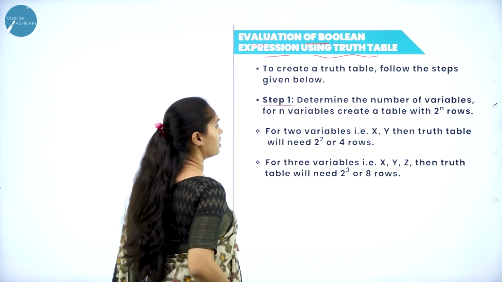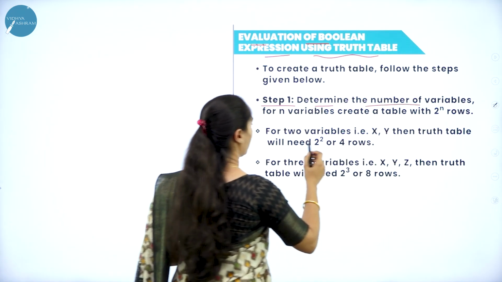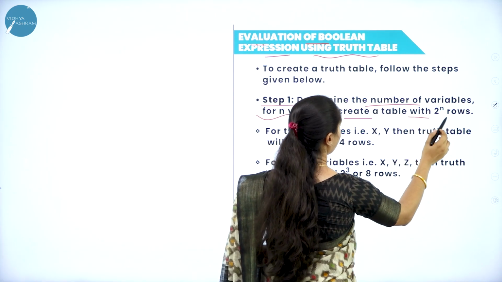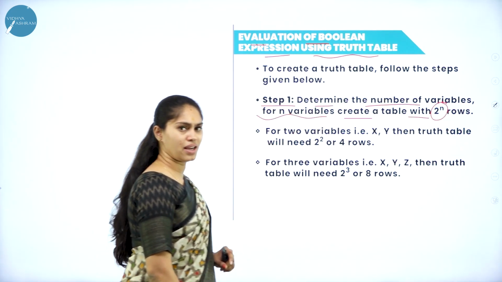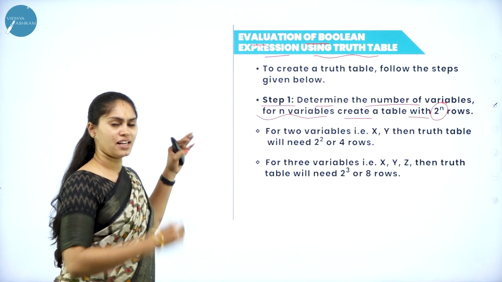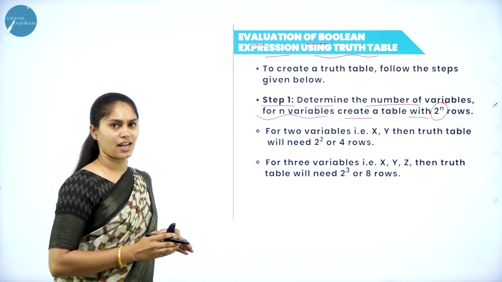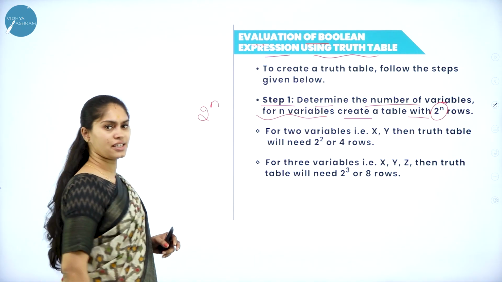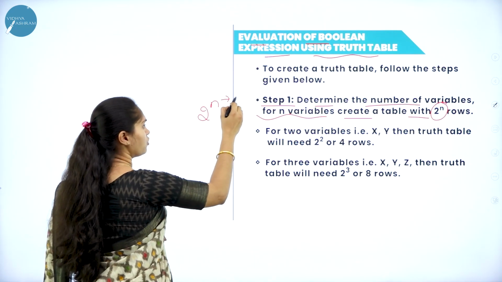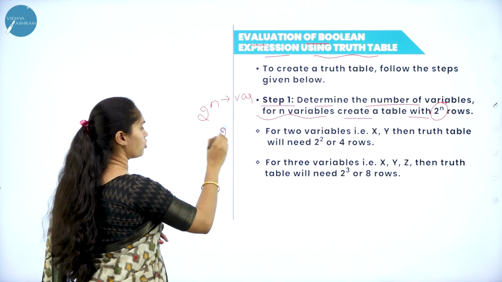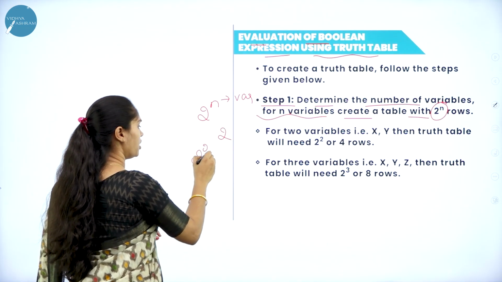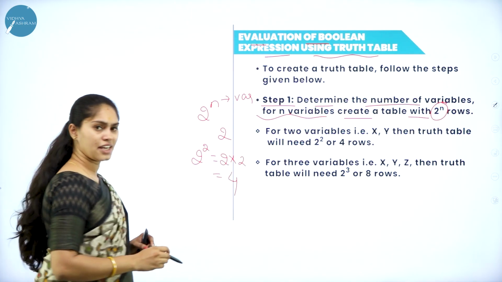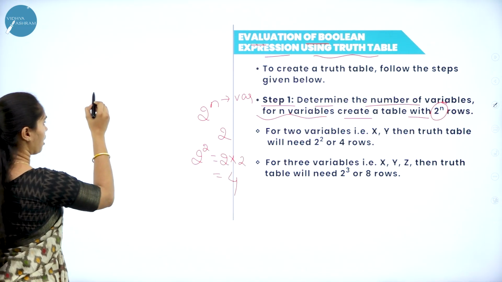What is step 1 here? We have to determine the number of variables. For n variables, we create a table with 2 power n rows. That means if I say 2 variables, then how many rows should I take? First I have to determine that with the help of this 2 power n. For example, n is nothing but the number of variables here. So if my variables are only 2, that indicates 2 power 2, which means 2 into 2. So it will be 4. I need to take 4 rows. Okay, that you have to remember.